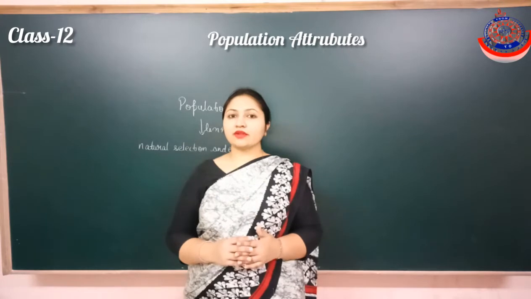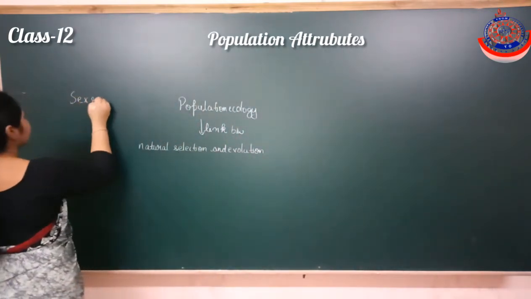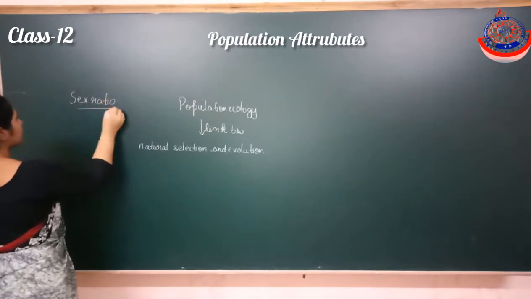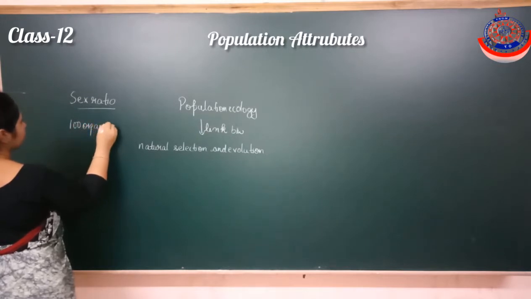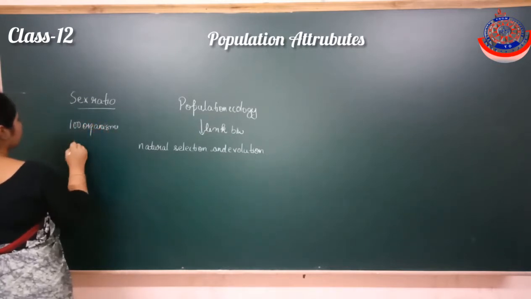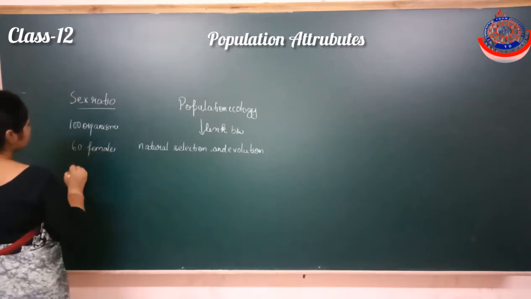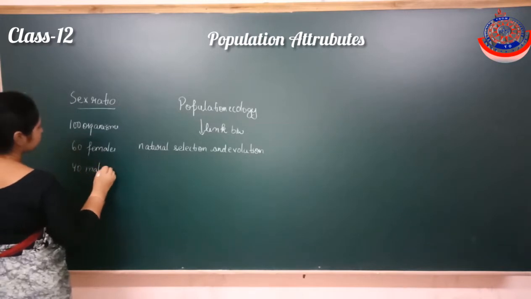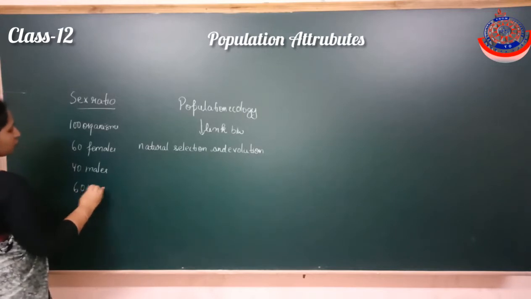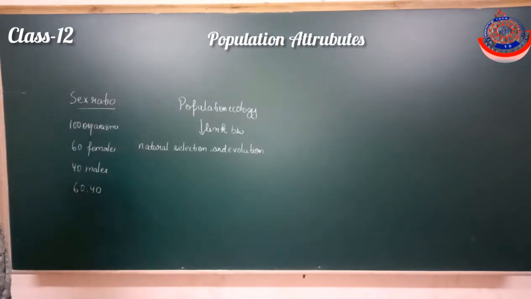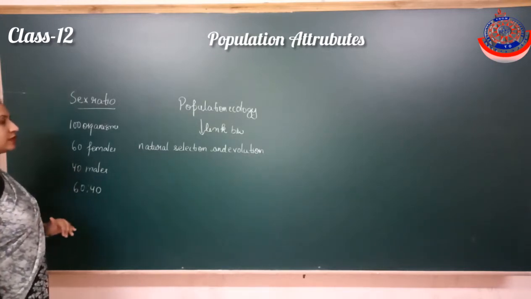Now how can we calculate the sex ratio? Suppose after a survey in a population, it is given that there are around 100 organisms in the population, and 60 are females and 40 are males. Then what will be the ratio? That is 60 ratio 40. 60 ratio 40 it will come. Okay, that is the sex ratio that we can calculate in this manner.